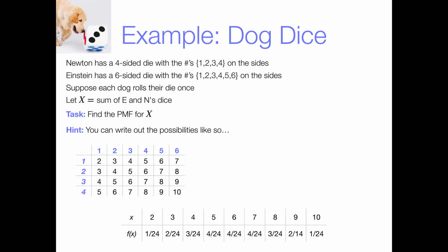And now we need to calculate probabilities. Calculating the probabilities, first step, find your denominator. Notice there are 4 numbers and then there are 6 numbers. 4 times 6 is 24. So that's our denominator.